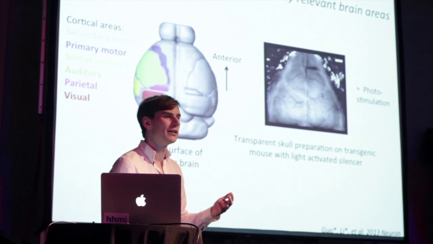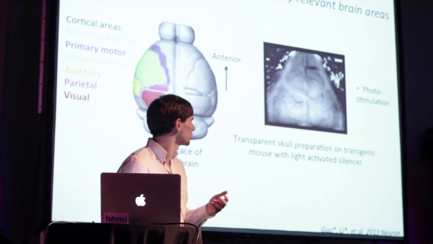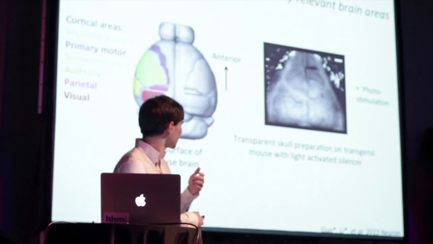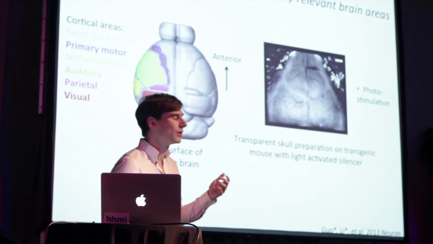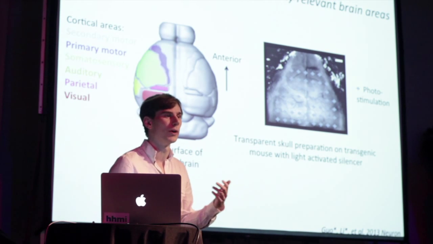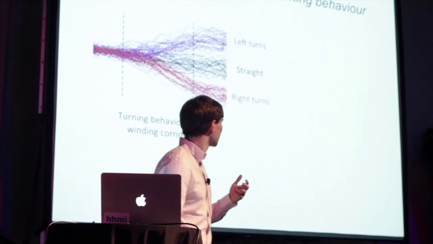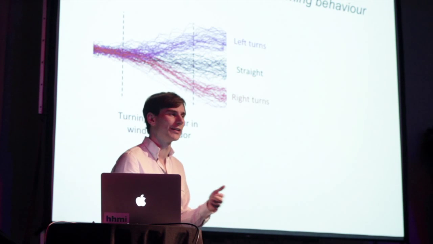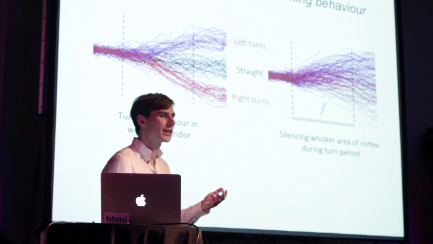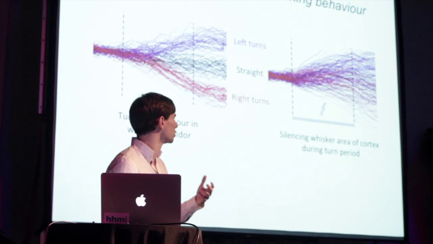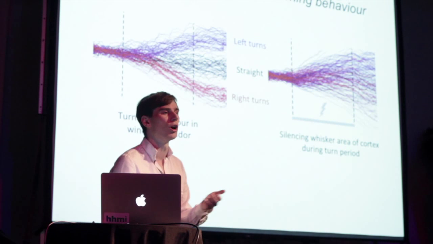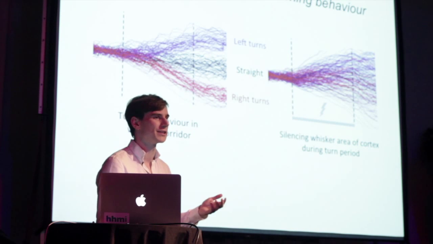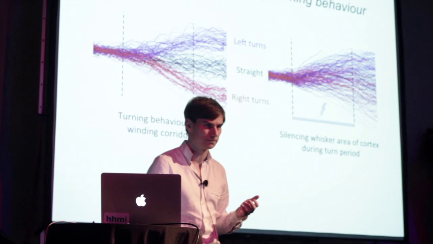We can then monitor the effect on his behavior and thereby try and figure out what parts of the brain are involved in this. By moving the spot around to different areas, we can survey the whole brain. Just to give you an example of what this looks like, here you have an animal that's normally making turns, going left and right. Then we silence the whisker part of his brain, just transiently during this turn period. You can see he can no longer make these turns. And so this technology allows you to identify where you want to start looking.